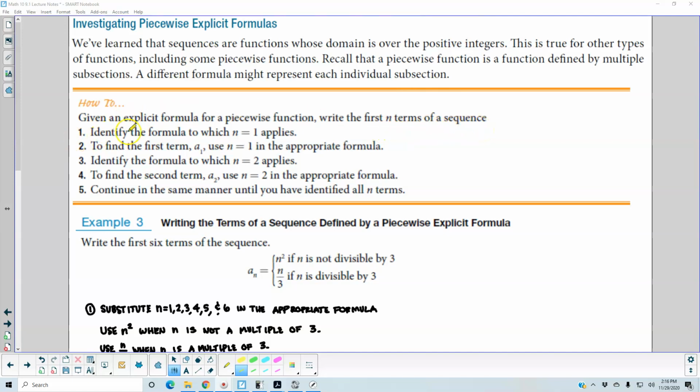Number 1, identify the formula to which n equal to 1 applies. Number 2, to find the first term, a subscript 1, use n equal to 1 in the appropriate formula. Number 3, identify the formula to which n equals 2 applies. To find the second term, a subscript 2, use n equal to 2 in the appropriate formula. Then continue in the same manner until you have identified all n terms.